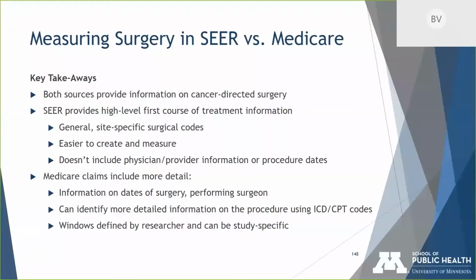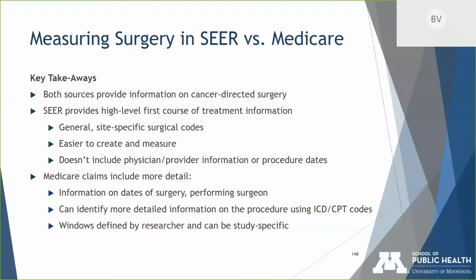You can measure the dates of surgery, the performing surgeon. You also have information about the reimbursement for those procedures. And Stephanie will talk about that and measures of cost later today. You also can identify more detailed information on the procedure. So if you are interested in a very specific component of a procedure that it can only be identified through a CPT code, you would want to focus on using the Medicare data to identify your cancer surgery.